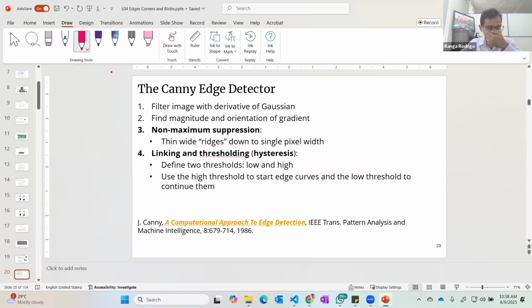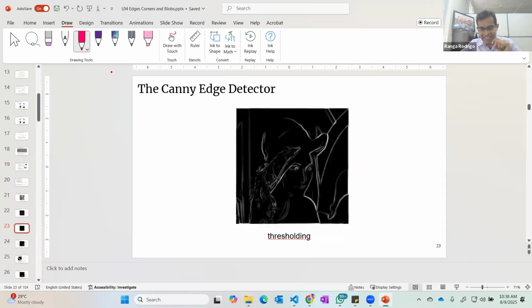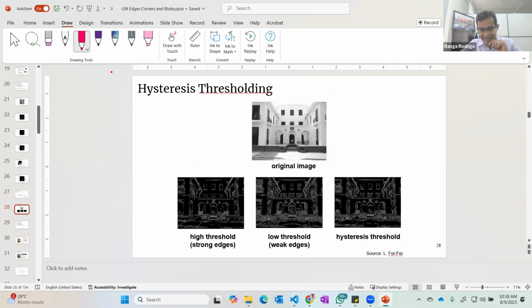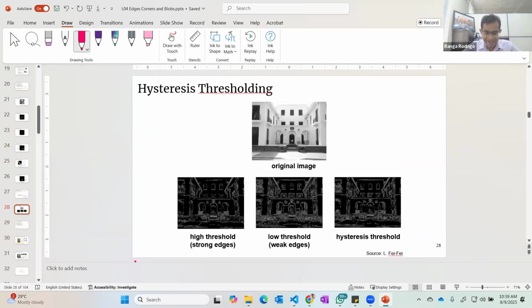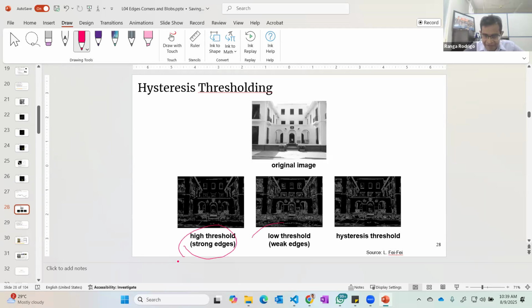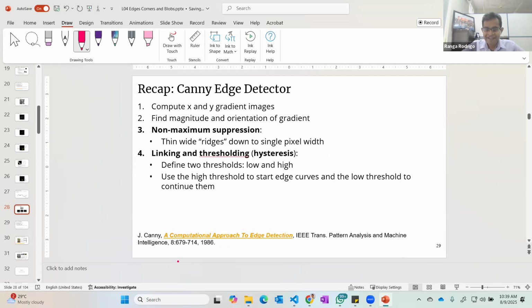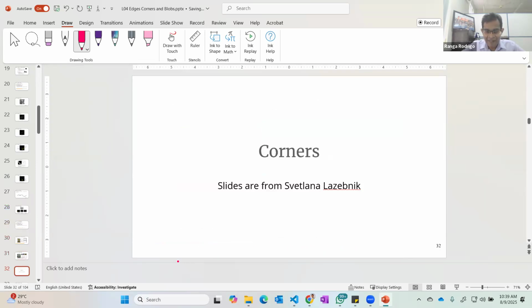Then we looked at the Canny edge detector, which is detecting the edges followed by somehow thinning and drawing one single line to represent the edge. And we looked at this image, where you can see the so-called hysteresis has been applied to combine the low threshold edges and the high threshold edges. So starting the edges with high threshold edges, strong edges, and continuing them with weak edges. Okay, so that's what we looked at, and then we started looking at the corners.